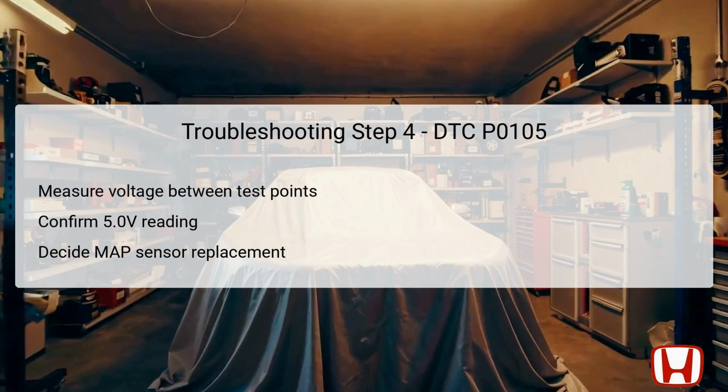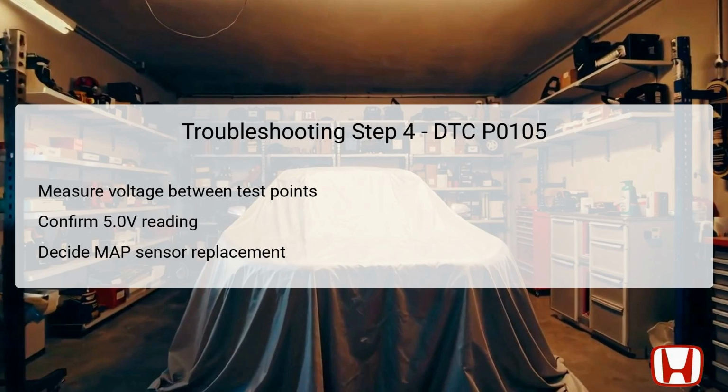In the fourth troubleshooting step, the technician is instructed to measure the voltage between two specific test points on the MAP sensor's 3P connector while in the vehicle's on mode. The objective is to validate if the voltage reading is approximately 5.0 volts. If the reading is confirmed to be within that range, it necessitates replacing the MAP sensor itself due to its inability to provide accurate data.